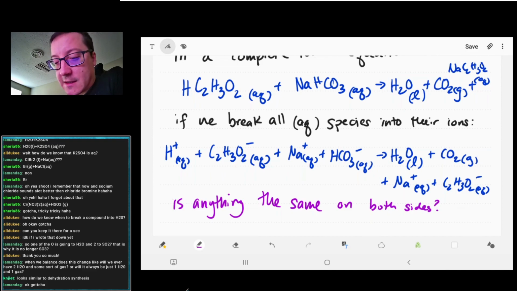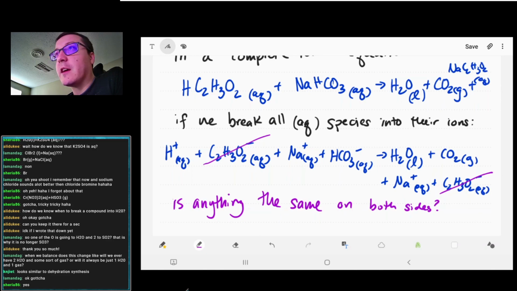We have the acetate ion. Do we have the acetate ion on the other side of the reaction? Yes, we do. And just like a math equation, if we have the same things on both sides, we can cancel them out. This is telling us the acetate has not changed from start to finish. It has stayed exactly the same. It's not actually doing any chemistry.